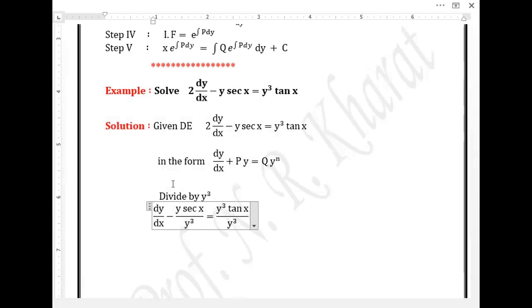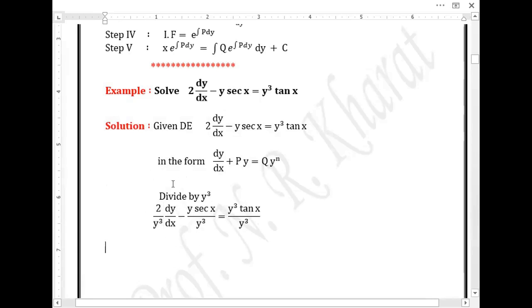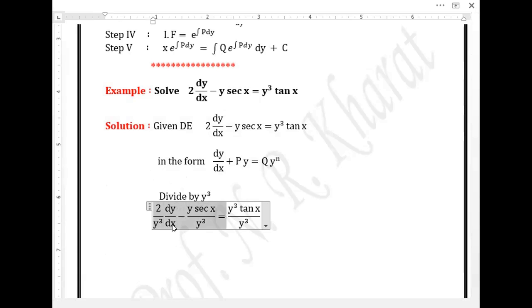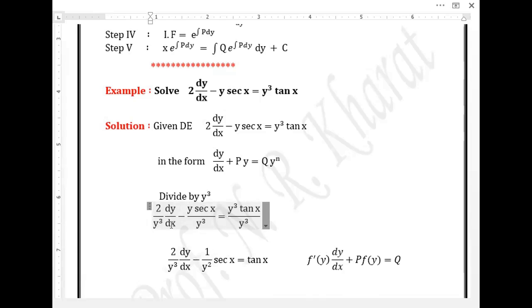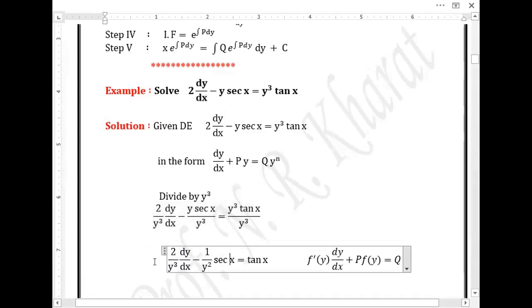Then we get 2 upon y cube dy by dx minus y sec x divided by y cube is equal to y cube tan x upon y. So we just cancel the y index. Then the first coefficient of dy by dx remains as it is: 2 upon y cube dy by dx minus 1 upon y square into sec x, and the right hand side is tan x. Means we are converting our differential equation of type number 1 to type number 3.